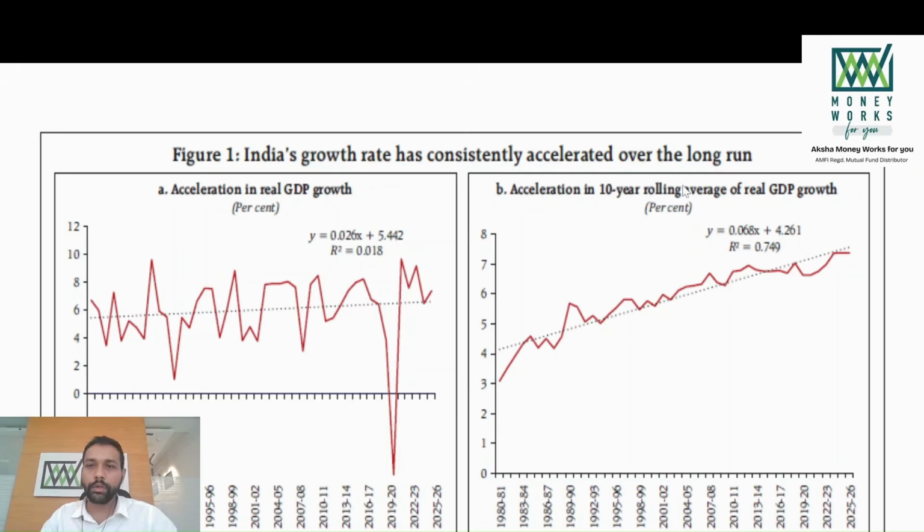The other chart is the rolling return data for the real GDP. There has been acceleration in the 10-year rolling average for real GDP. This tells us that there is consistency in real GDP growth in decadal terms. So there is no lost decade for us. We have been constantly increasing our growth on a 10-year basis.